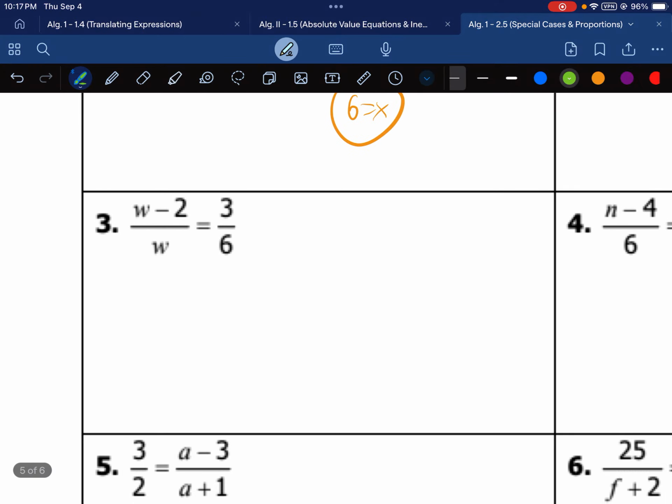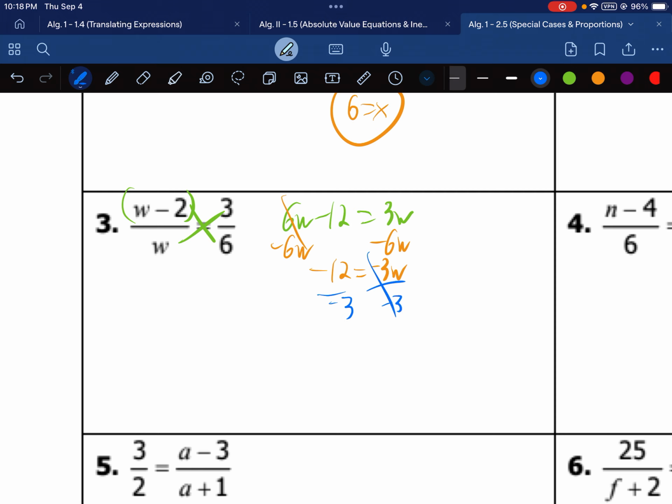Next, diagonally, on number 3, 6 times w minus 2 gives us 6w minus 12. The other diagonal, w times 3 is 3w. Set those equal to each other. I'm going to move the 6w to the right since that will get it away from the numbers, and I'll get numbers on the opposite side of the variable. So I get negative 12 equals negative 3w. Divide by negative 3. And 4 equals w.